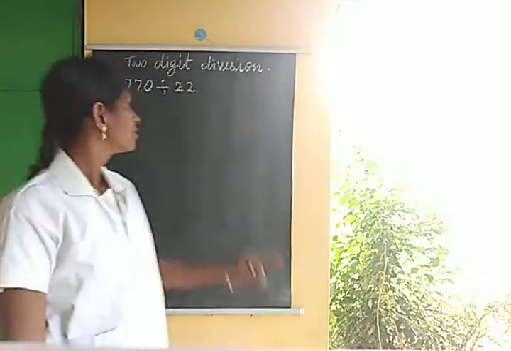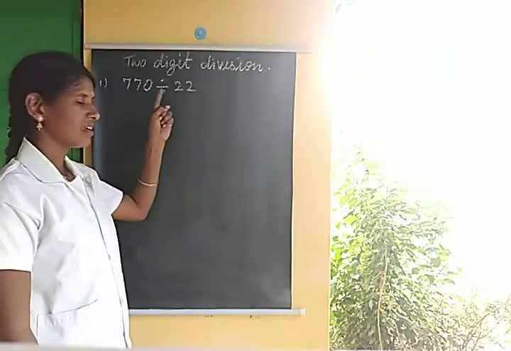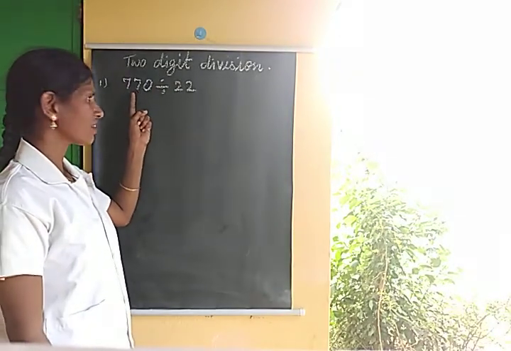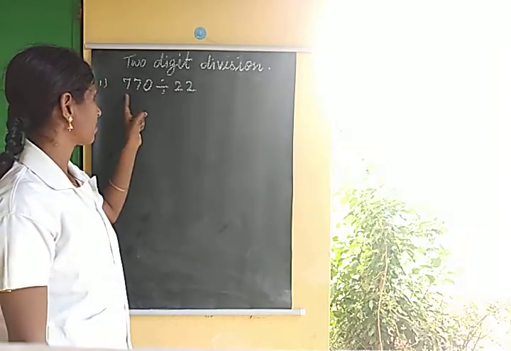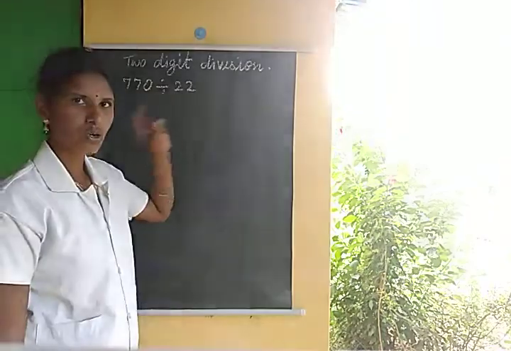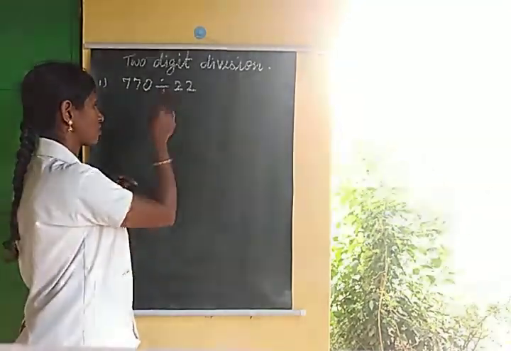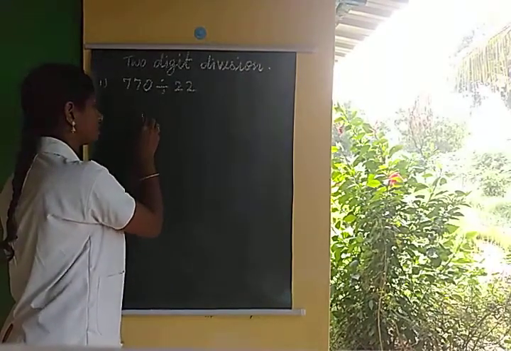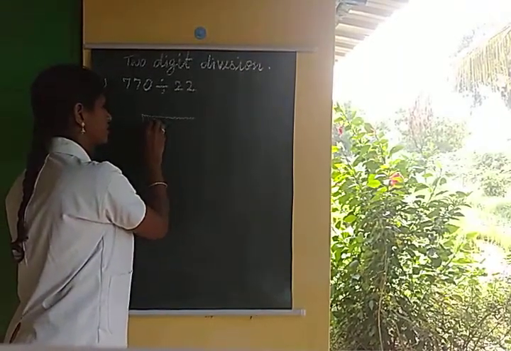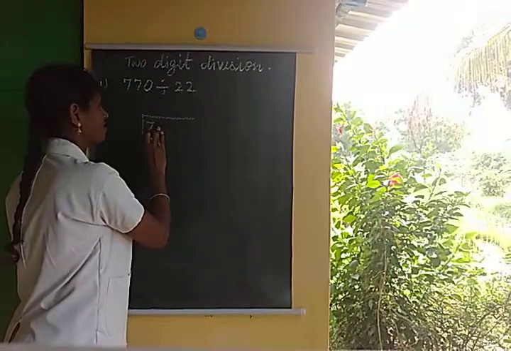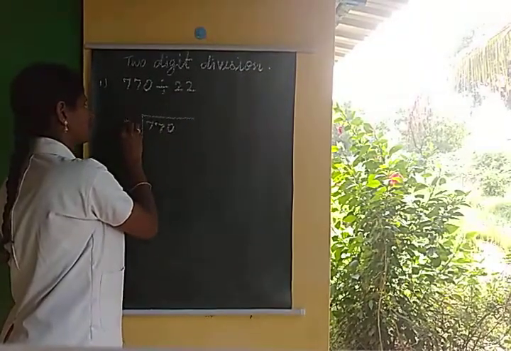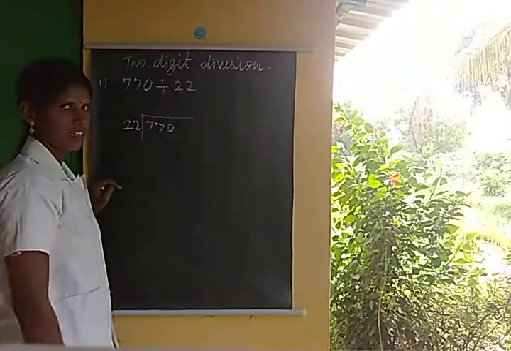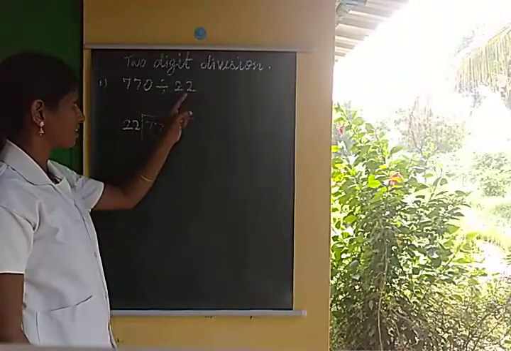Now, the question is 770 divided by 22. As usual, first we have to write the division and that should be 770. The divisor should be outside, so the divisor is 22.